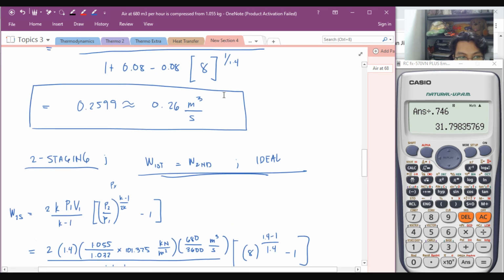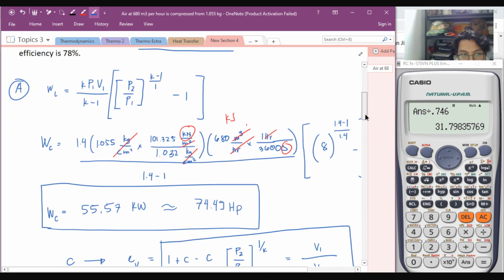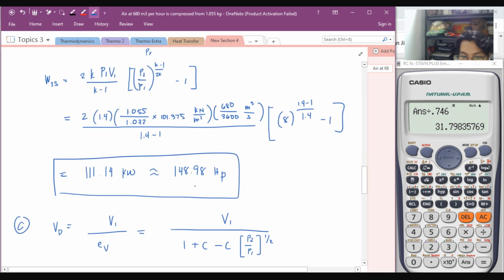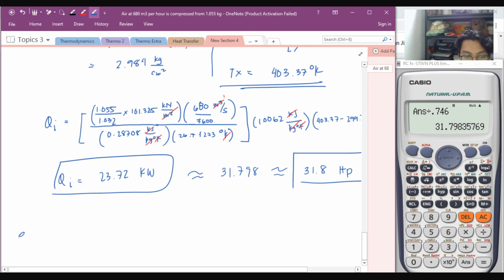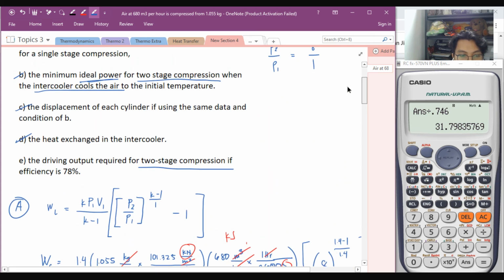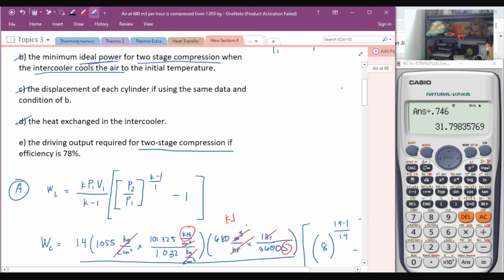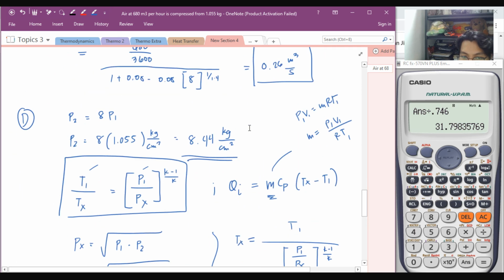So, meron pa ba? Siguro napakahaba na nung aking sinagot dyan. Hanggang letter D. Okay. Driving output required for two-stage compression if efficiency is 78%. O, di-divide ko na lang to ng 78. So, yung letter E, yung work output, that is, yung work ng compressor divide by efficiency. Driving output ng ano, ng air or the motor output to, I think. So, di-divide ko na lang yung 148.